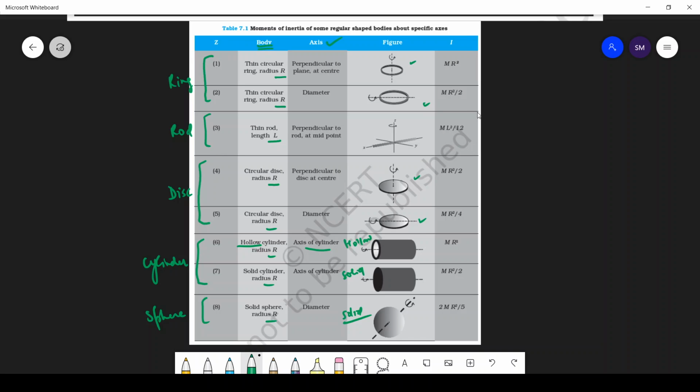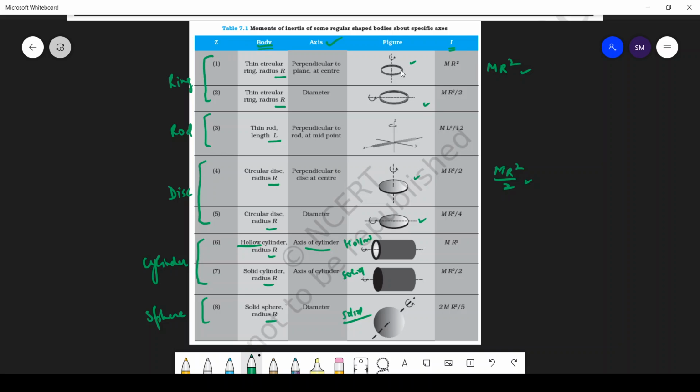So how to remember these formulas? So this formula is mr square, the ring in this rotation. And now let us see for the disk. In the disk we have filled the material inside, and here the formula is mr square by 2. So here we have filled it.